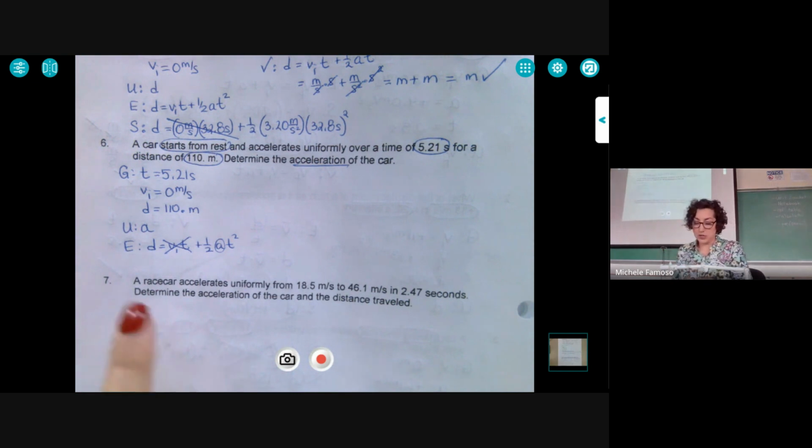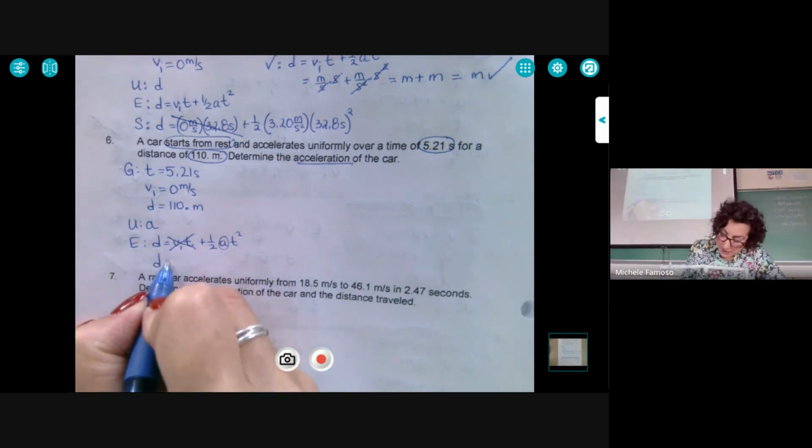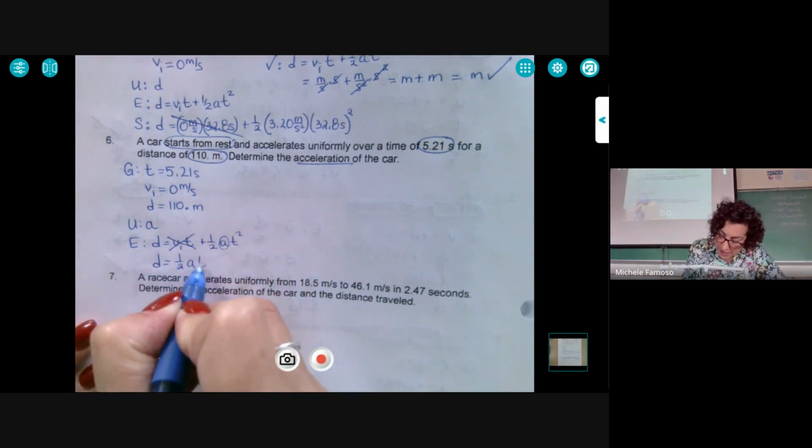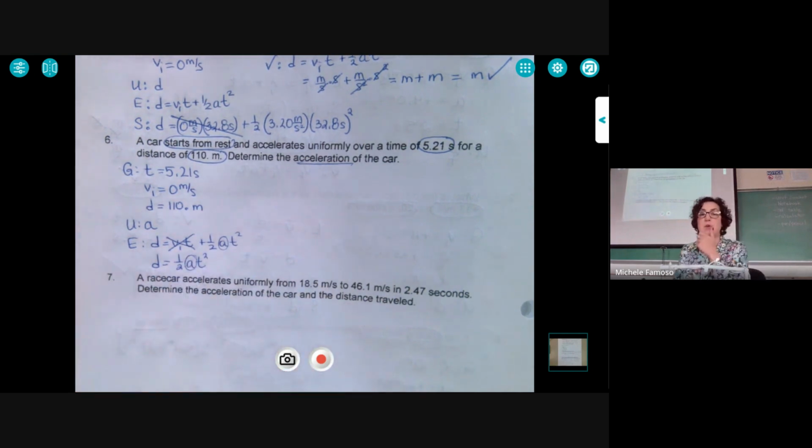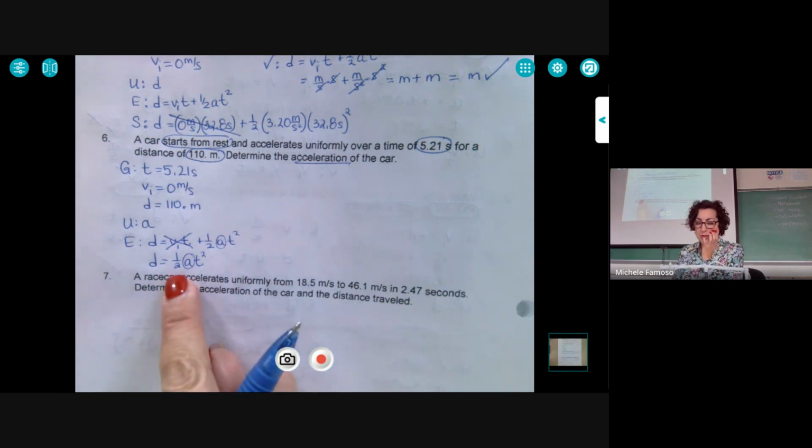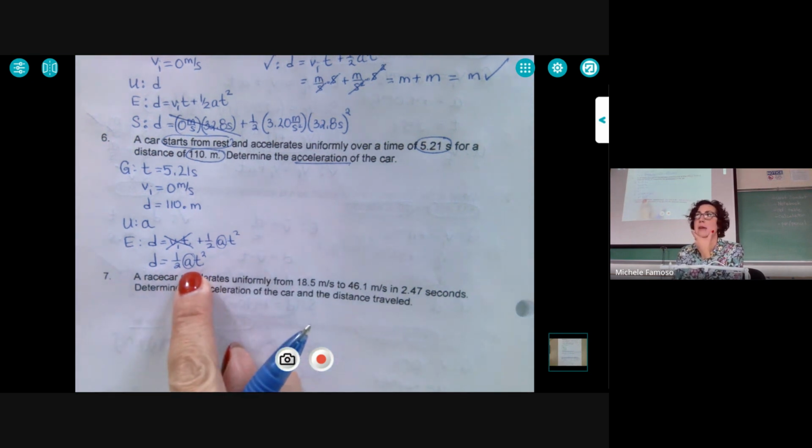And now let's just move this around. What's left? D is 1 half AT squared. Can you move that around for A? That should be a lot easier. What are you going to get when you bring the half and the T squared to the left side of this equation? How do you get them to the left side? What are they doing, the half and the T squared? What are they doing to A? What's the math operation in there?